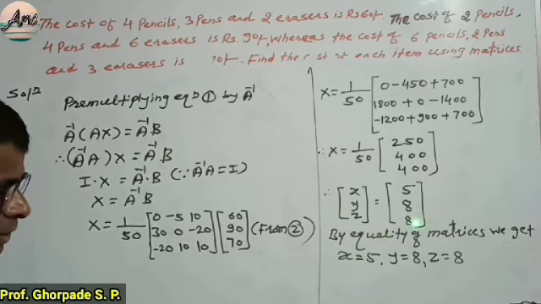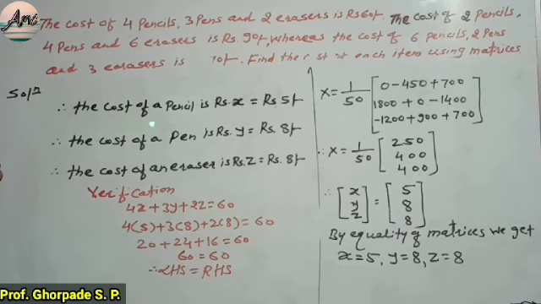Therefore the cost of a pencil is rupees x. What is x? x is 5. So rupees 5 is the cost of one pencil. The cost of a pen is rupees y. What is y? y is equal to 8. So rupees 8 is the cost of one pen. The cost of an eraser is rupees z. So what is z here? 8. So rupees 8 is the cost of one eraser.